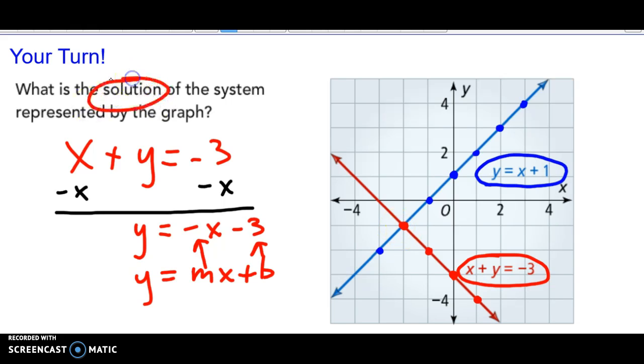This is my solution, the point where they cross. So this point is left 2, down 1. So that is the point. I'm going to do it in purple. Negative 2, negative 1. And that is the solution to my system of equations. So make sure that you have that one in your notes to show me.